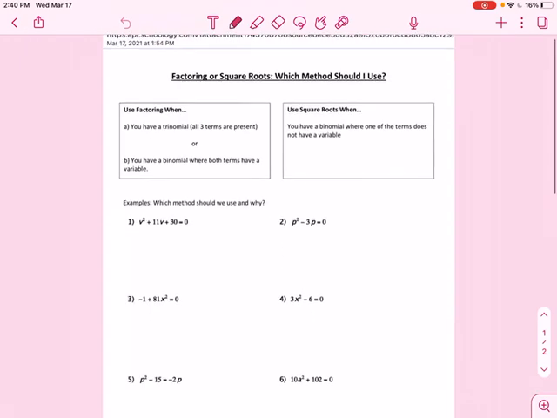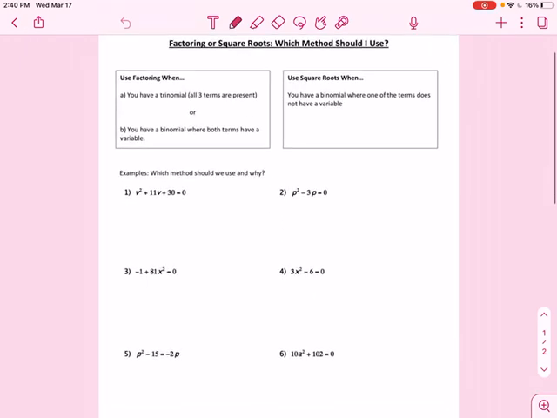Okay, so what I want you to do is take a moment here, go ahead and pause the video, and look at these 6 examples down at the bottom. I don't want you to actually solve them. All I want you to do is decide which method you should use. Should you use factoring or should you use square roots, and why? So make that decision and give a little explanation of why you've made the decision you've made for those 6. So go ahead and pause the video, unpause it when you are done.